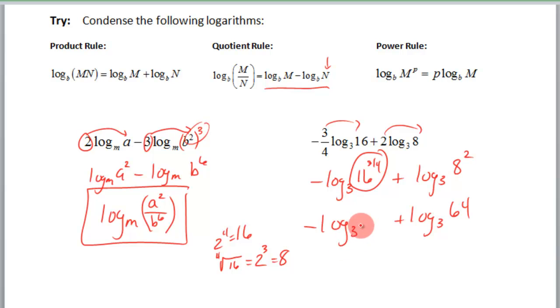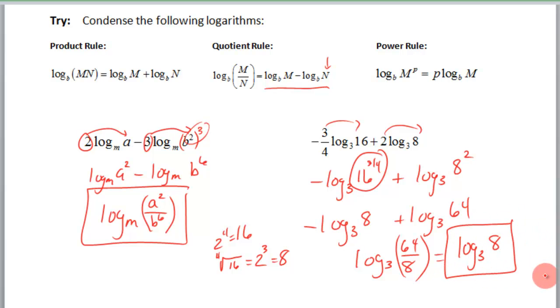Minus the log base 3 of 8. Alright, now I could rewrite this another way, right? Basically this says the log of 64 base 3 minus the log base 3 of 8, right? So basically, since there's a negative on this one goes in the denominator, this one goes in the numerator, and we can simplify 64 divided by 8 is 8. So this one actually simplifies all the way down to this, log base 3 of 8.